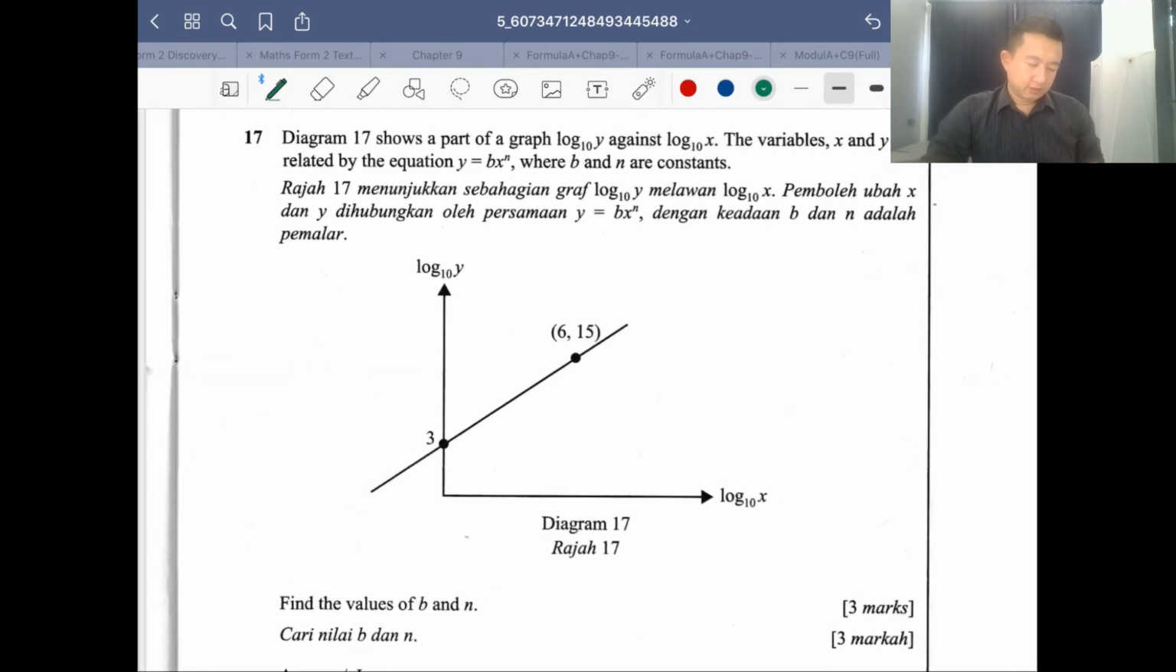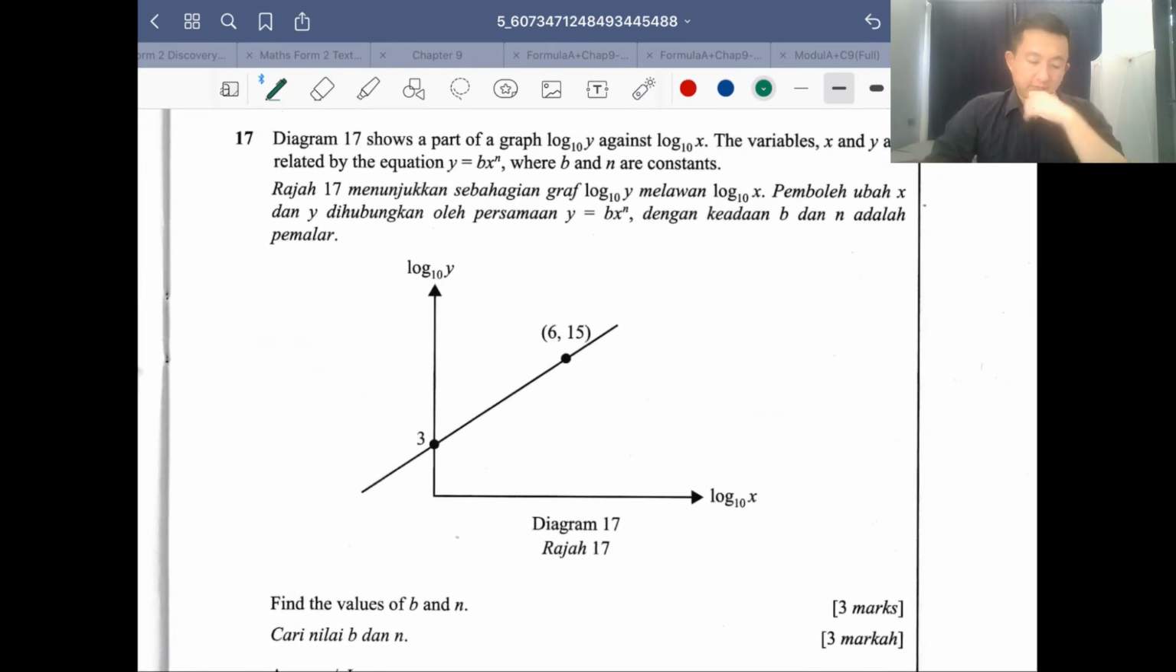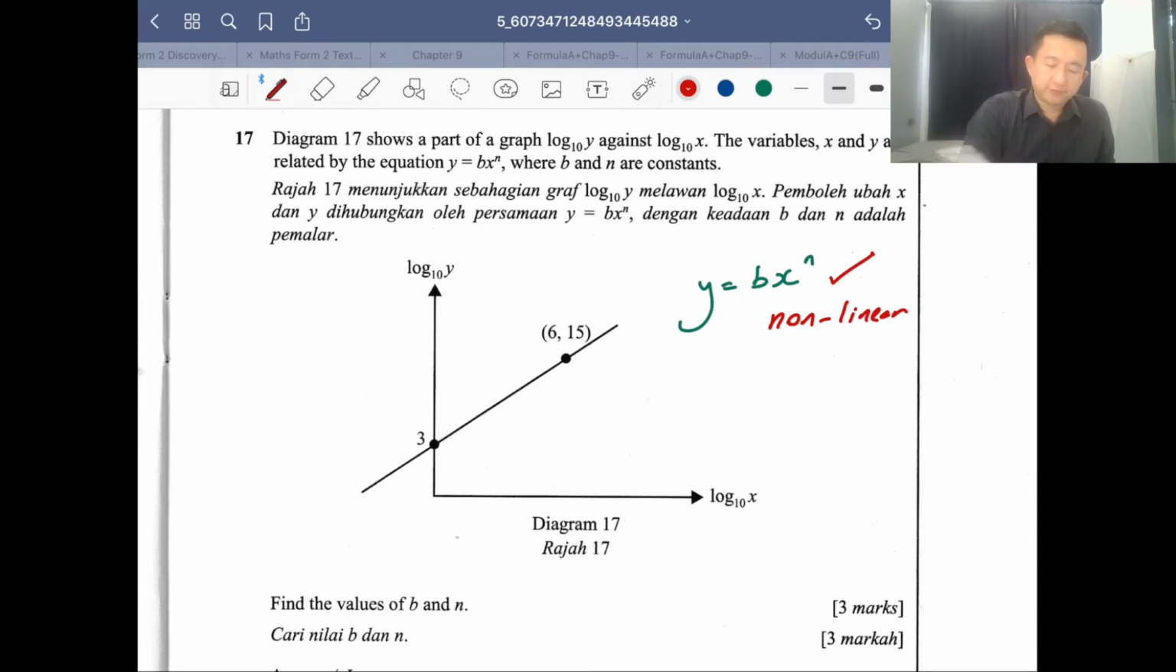17. Diagram 17 shows a part of a graph of log 10 y against log 10 x. The variables are related by the equation y equals to b x to the power of n. Find the values of b and n. You have to know this is the non-linear form. The graph changed the non-linear to the linear form. It's always easier to change a non-linear to a linear form.